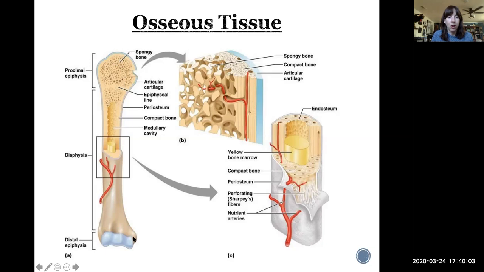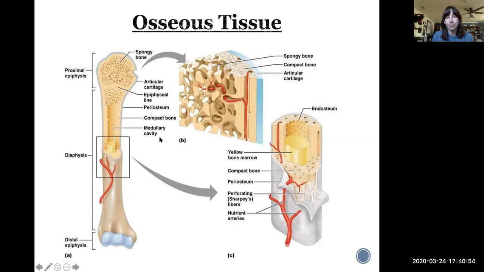Your long bones have three parts that we need to talk about. You've got the ends of your long bones, which are called the epiphyses. So you have a proximal and a distal epiphysis for each of your long bones, one closer to your trunk and one farther away. And the shaft in the middle is called the diaphysis. So proximal epiphysis, distal epiphysis, joined by the diaphysis in the middle. The diaphysis is, in long bones, hollow. The hollow inside of the diaphysis of your long bones is called the medullary cavity.